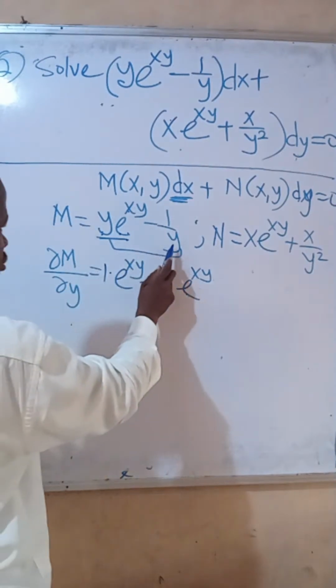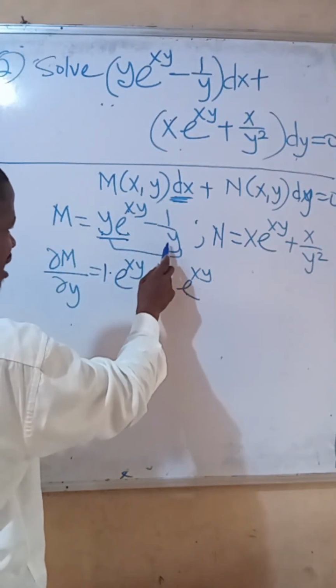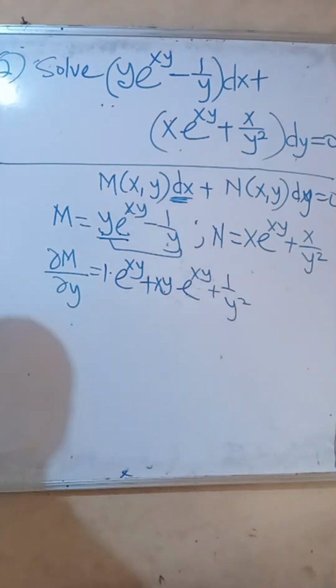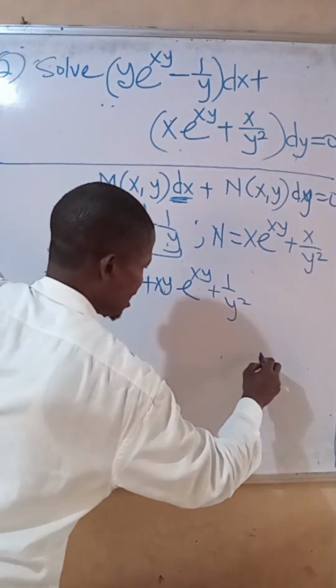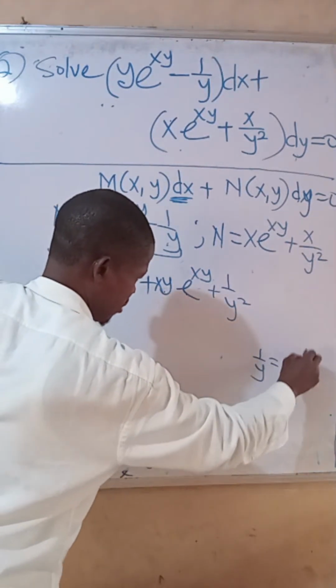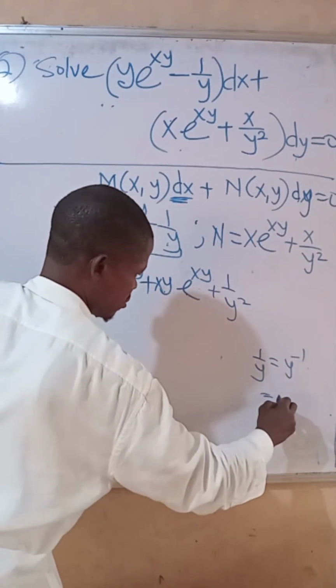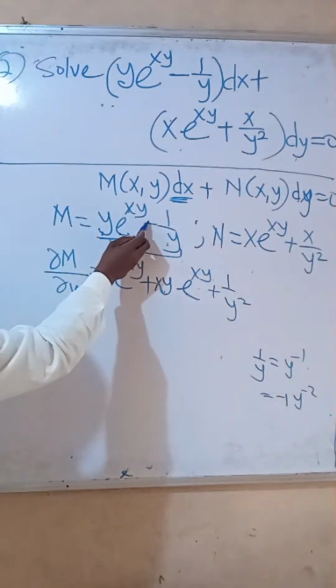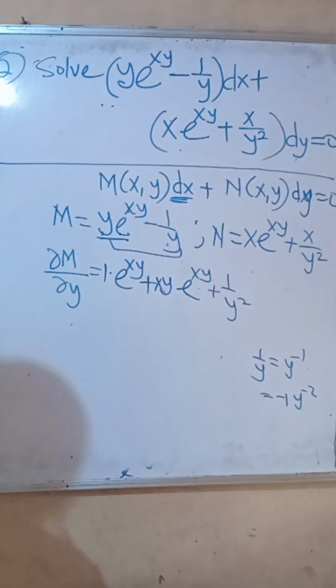And then here, with respect to y, if you do this one, I think that will give us plus 1 over y squared. You have 1 over y, which is equal to y to power minus 1. And that will be equal to minus 1 times y to power minus 2. Okay, and there is minus there initially. So that will become plus.